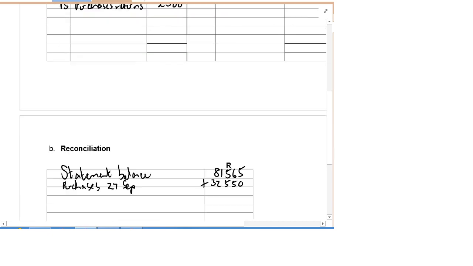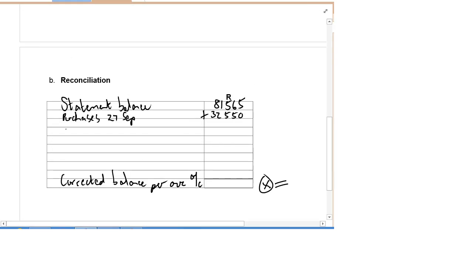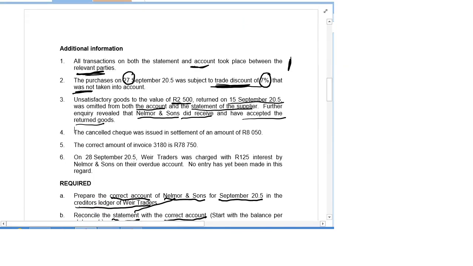And I need to also go and make that a reconciling item because those purchaser's returns were also not reflected by Nelmore and Sons yet. This happened on the 15th of September. So we're going to subtract it from the balance they gave us because that's an amount that they've accepted that we don't have to pay for goods that we've returned to them. Then we're going to go on and look.